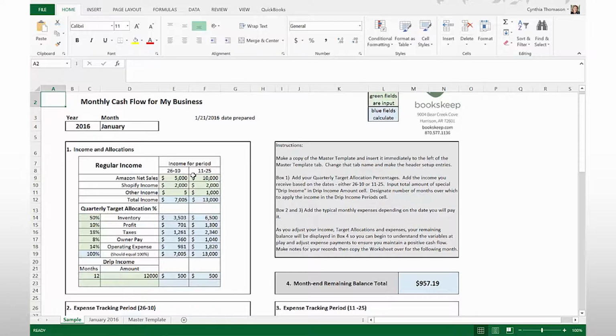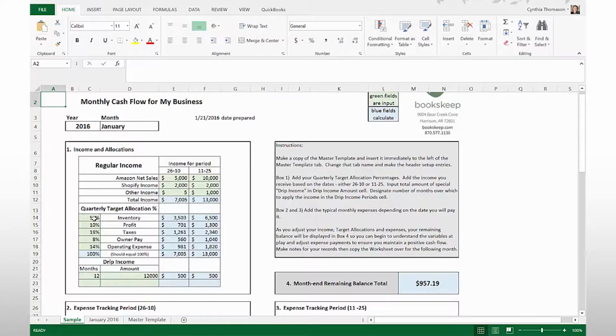The main purpose for those time periods is to get in a flow for when those funds come in. So your funds come in between the 26th and the 10th. In this case, we're showing $5,000 came in. We had income from Shopify of $2,000 and $5 of other income, showing a total income of $7,005.